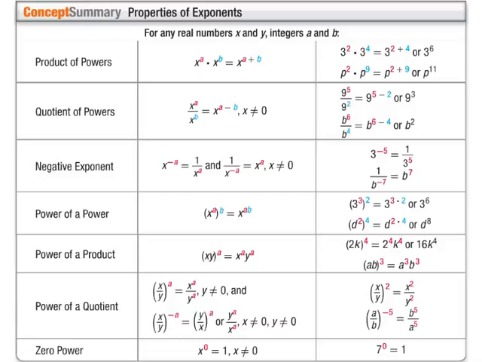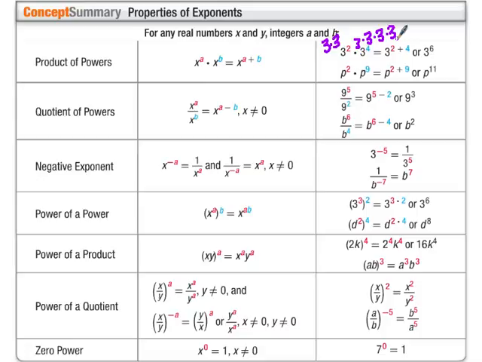The first one: if you have a product of powers, which basically means you have the same base and exponents, what you do is you add the exponents together. Example, 3 squared times 3 to the 4th equals 3 to the 6th power. You add the 2 and the 4. Why is that? Well, 3 squared means 3 times 3. 3 to the 4th means 3 times 3 times 3 times 3. And if you look at those, how many 3's do you have? 6. So that's where the 6 comes from. You just add those together.